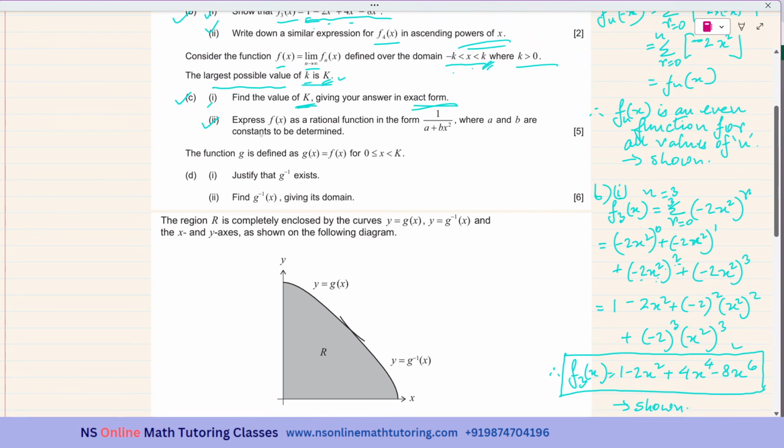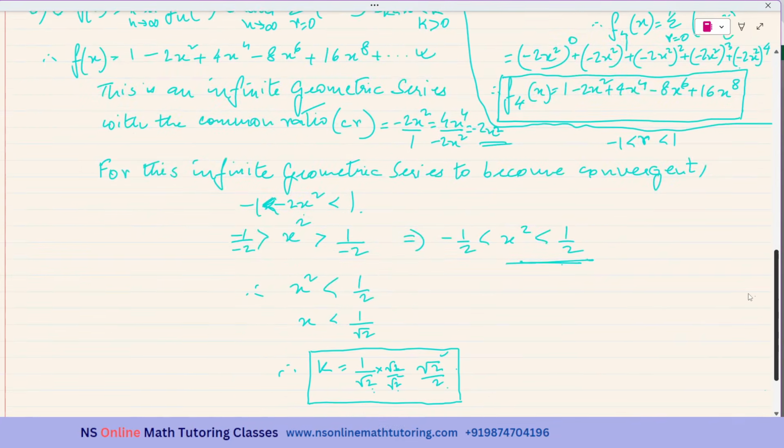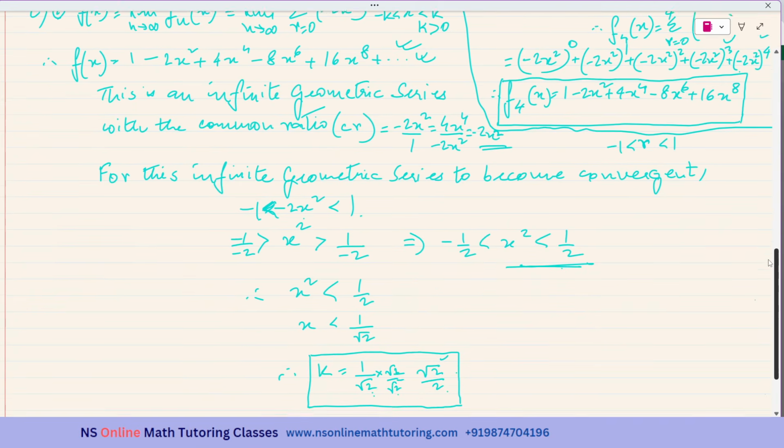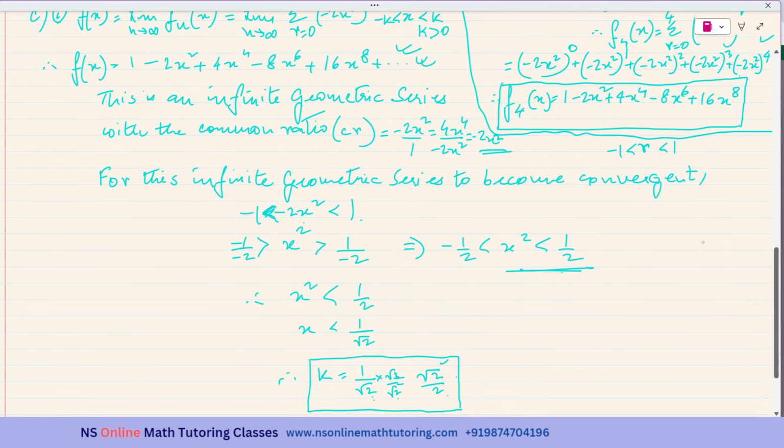Now, express f of x as a rational function in the form 1 over a plus bx squared, where a and b are constants to be determined. Now that we know that this f of x is an infinite geometric series, in order to be a convergent infinite geometric series, we have the restricted domain: for what values of x can we have the common ratio between -1 and +1, and we have the value of capital K.